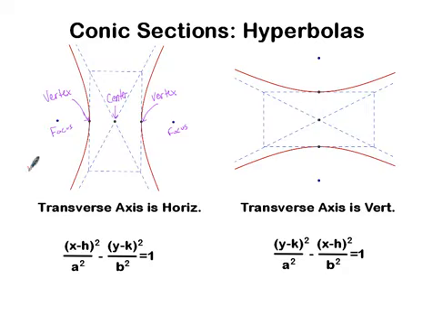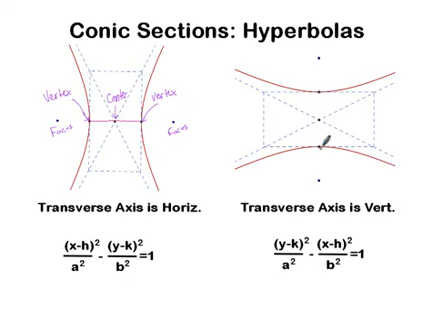Alright, so when graphing hyperbolas, you have two options. You can either have a transverse axis that is horizontal, or a transverse axis which is vertical. The transverse axis is always the axis that goes through the center and touches the vertices. So on this one on the right, our transverse axis is going to go up and down.